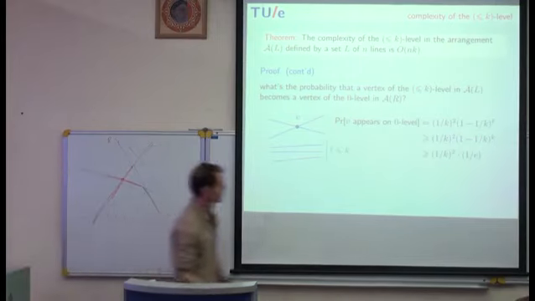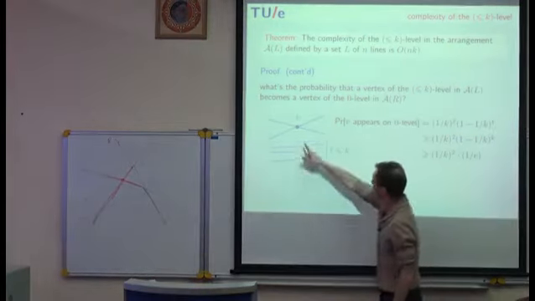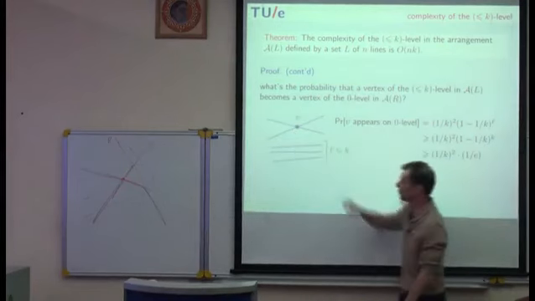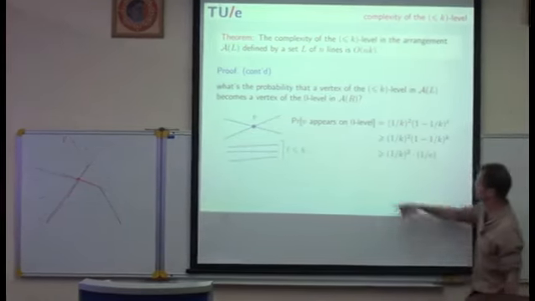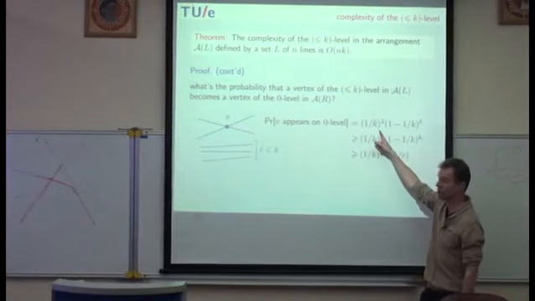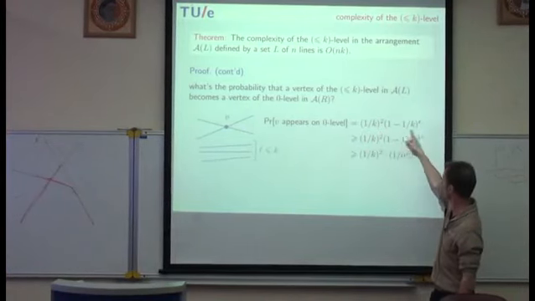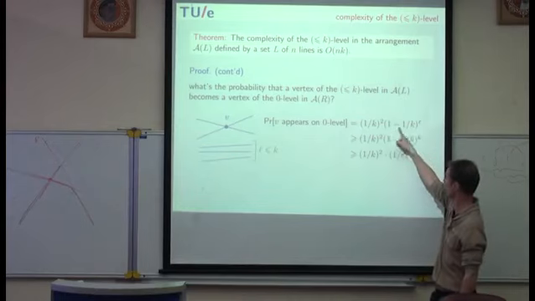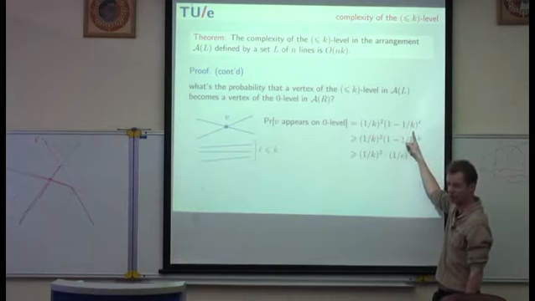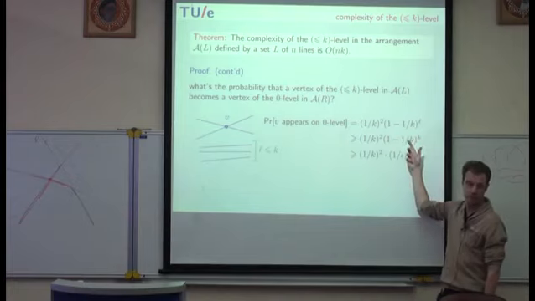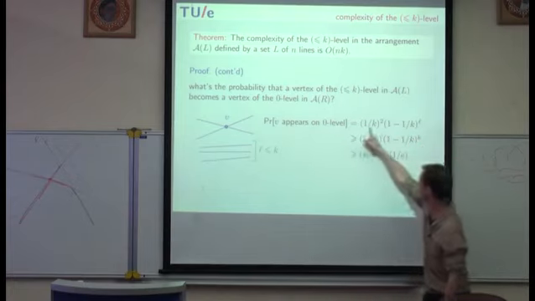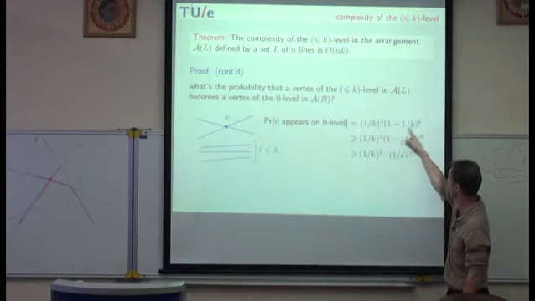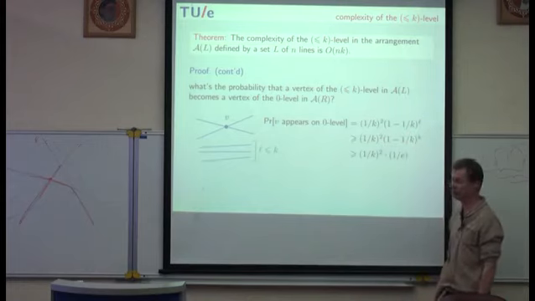Okay, so the probability is simply, well, each of these lines is picked with probability 1 over k. So I have to have both, so that's 1 over k squared. And all the other ones I'm not allowed to pick, and that happens with probability 1 minus 1 over k. So this probability is simply 1 over k squared times 1 minus 1 over k to the power L.